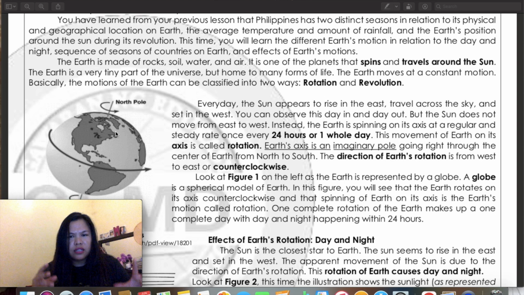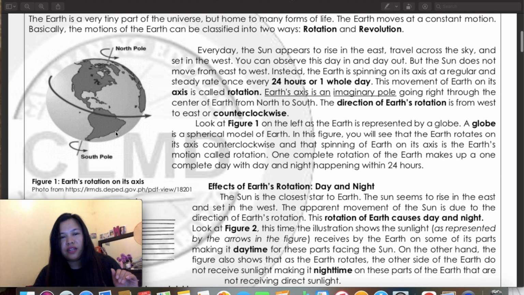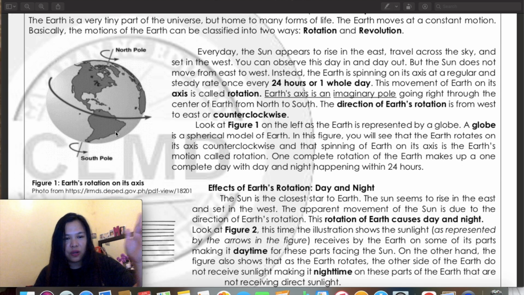So now, the Earth moves at a constant motion. So, basically, the motion of the Earth can be classified into two ways. There are two classifications of movements of our Earth: the rotation and the revolution. Okay, so meron na kayong idea nito kung what is rotation and what is revolution. So here in the globe, meron tayong illustration sa globe.